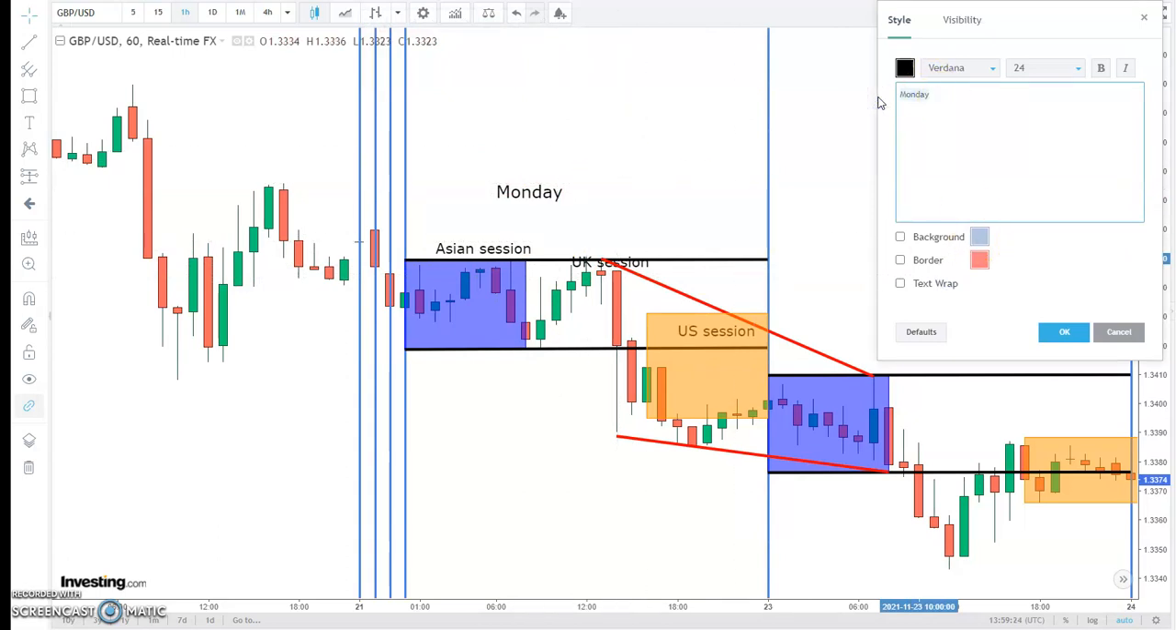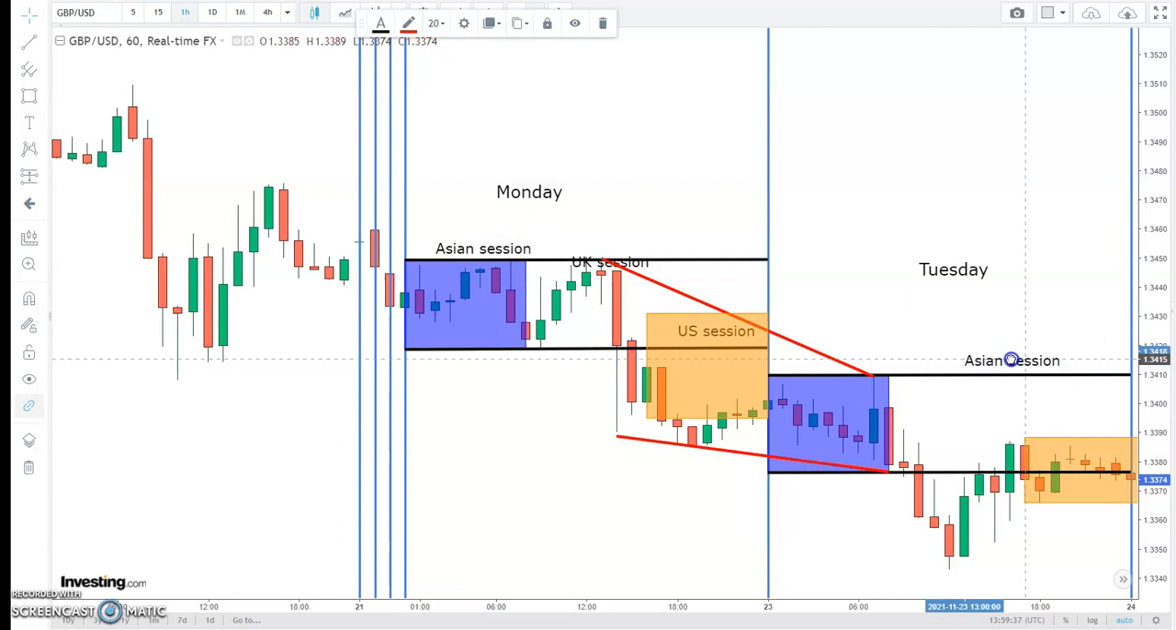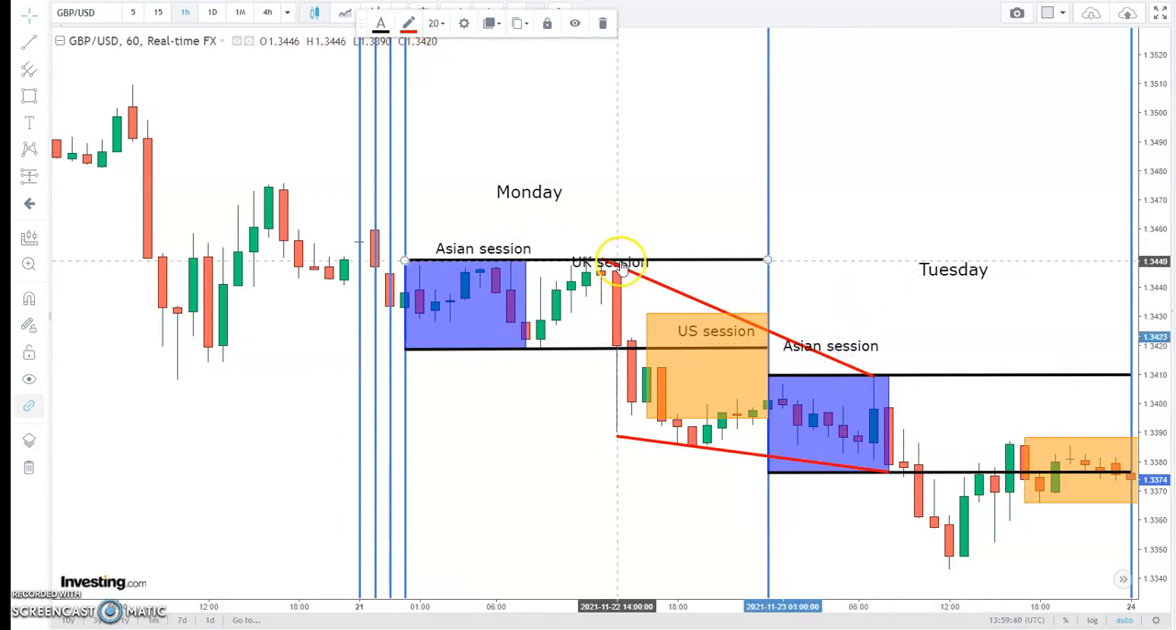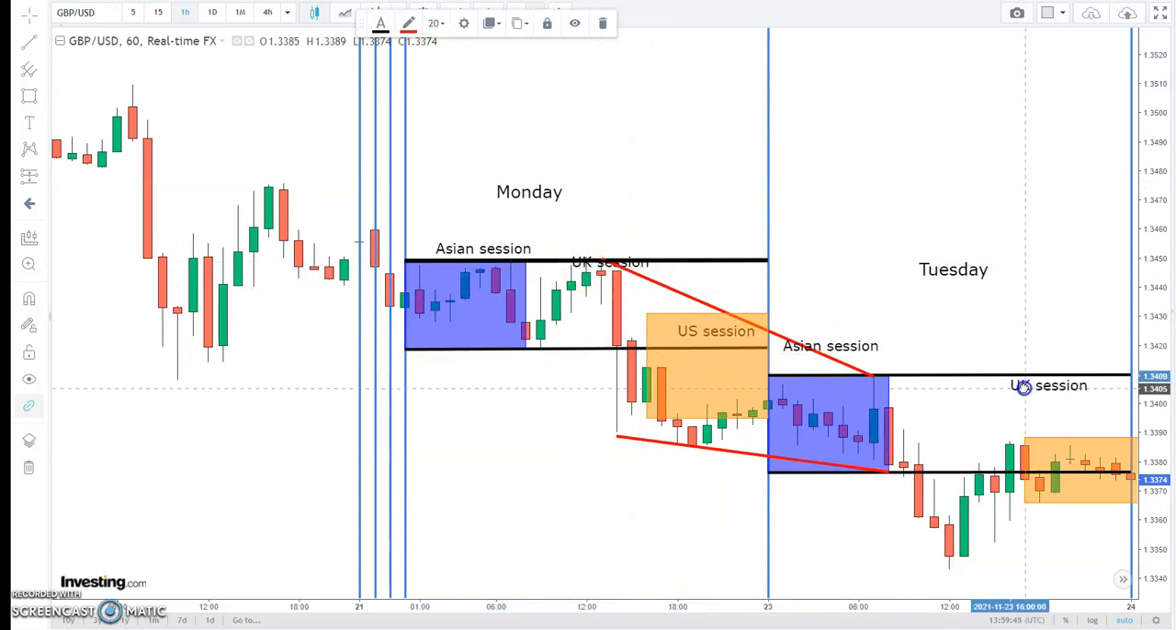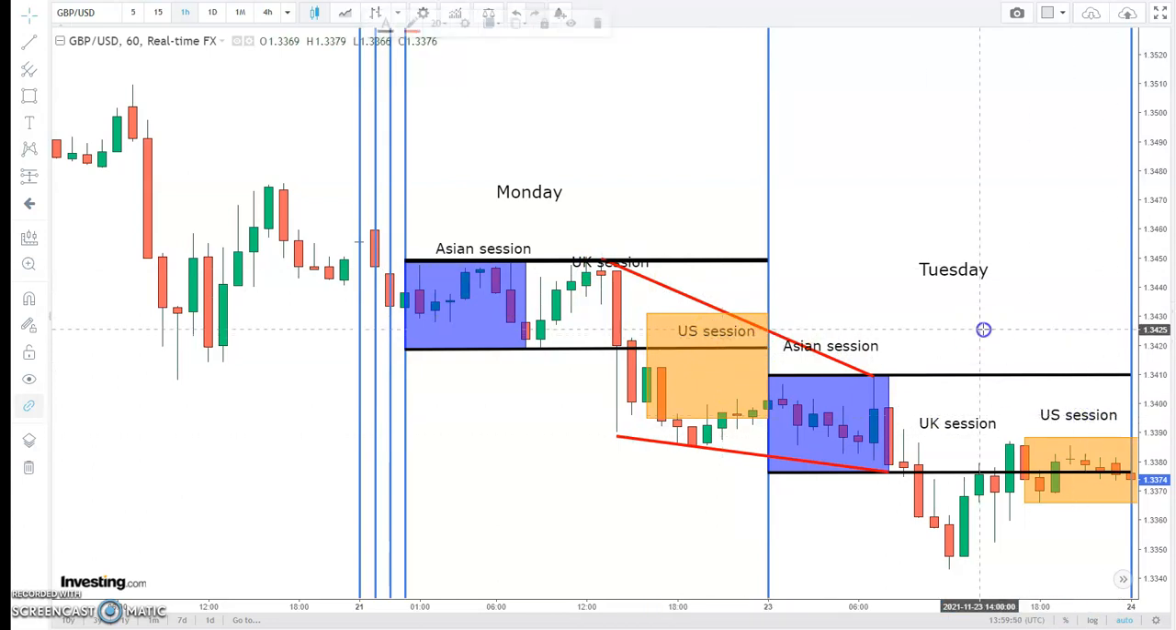Tuesday. Oh my goodness, typing today. Right, so we go Asian session. Asian session is there. Oh dear, not that one. The UK session is there. US session is there. So that's Tuesday. Right, we know now what is the Asian, the UK, and the US session. Let's move on to Wednesday.